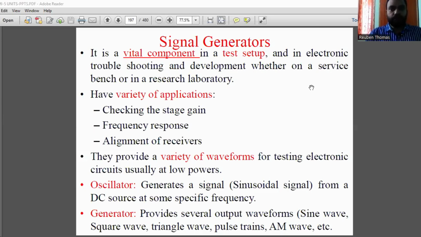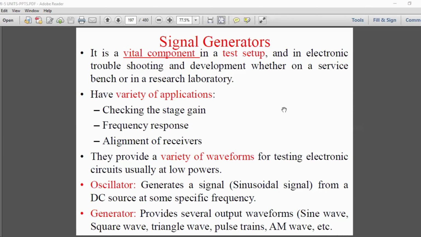So, good morning. Today we'll be discussing signal generators. The topic is named signal generators. It is a vital component in a test setup and in electronic troubleshooting and development, whether on a service bench or in research laboratories.